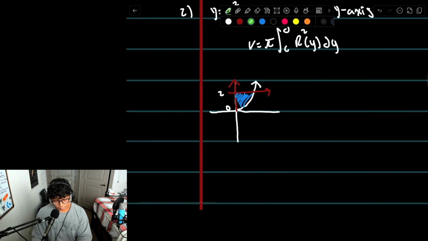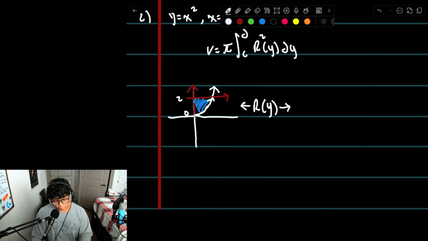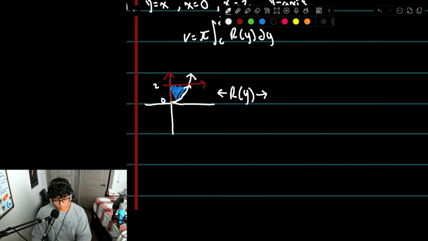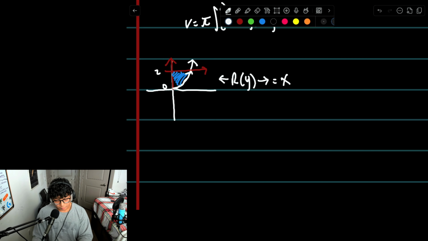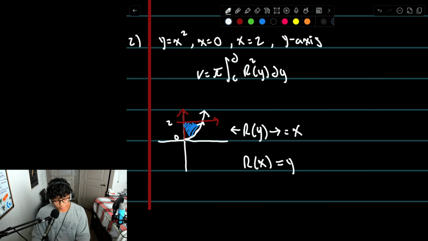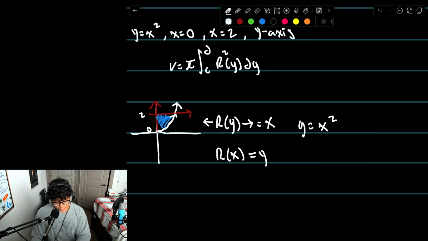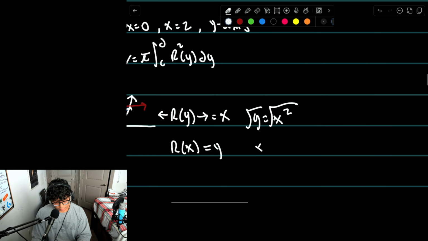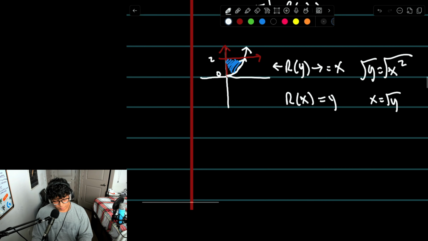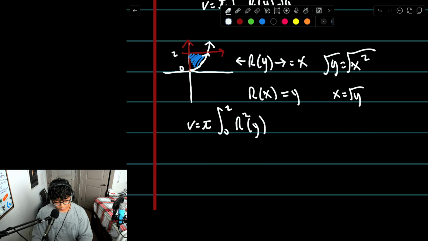This time, our r of y is from the y-axis to this curve, so it goes this way. And one good thing to remember is that r of y is equal to our x. In our previous problem, r of x was equal to our y. So now we just have to put y equals x squared in terms of x equals, which is fairly simple. We just take the square root of both sides and we're left with x equals the square root of y. And our last step is just to plug in. So our volume equals pi times the integral from 0 to 2 of r of y squared, which in this case is the square root of y squared dy.